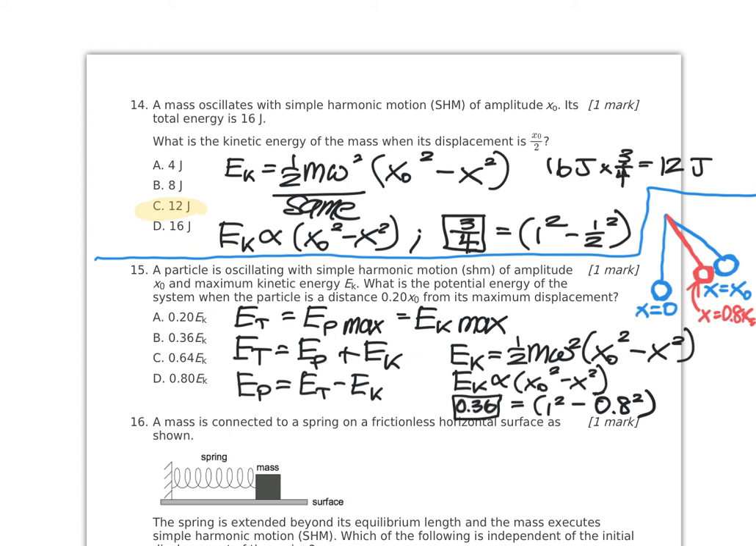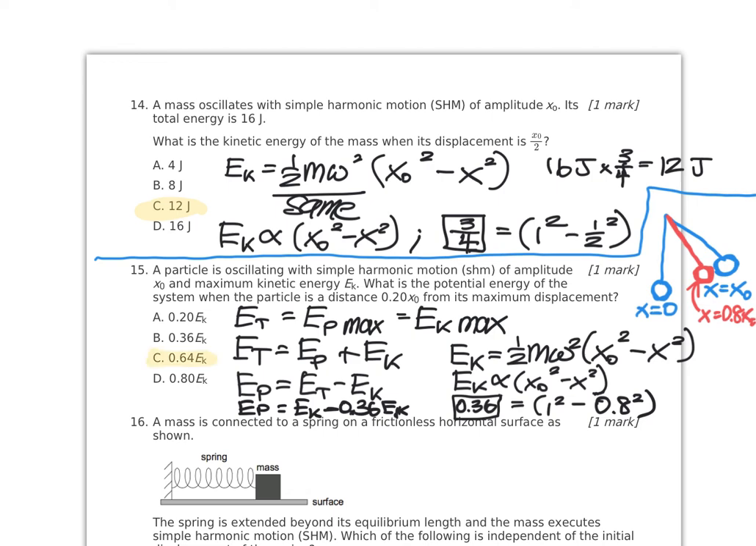Okay, and then you might be like, oh, look at that, 0.36 is an answer choice. It is not choice B. We have to go back to the original point where they're asking about the potential energy, not the kinetic energy. We get that the potential energy is the total energy of the system, EK, minus 0.36 EK. I wrote EX, that's EK, that's better. Therefore, the potential energy is 0.64 EK, and the answer is C.